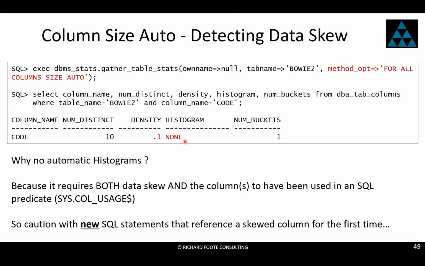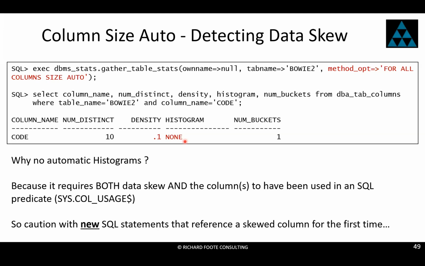Why? Because I've not yet run a query that has used a column in this table that has data skew. Why bother collecting histogram information on a column that I don't query? So Oracle doesn't do that. I need to have both data skew and I need to have used that column somewhere. So this is the problem for all these new queries that I might introduce into my database, queries that use columns that have never been used before in predicates, because they may not have the necessary statistics for them to work properly. So just always be wary of that.